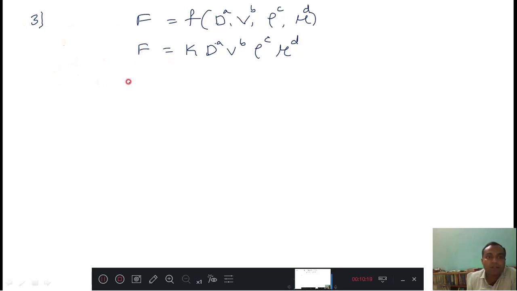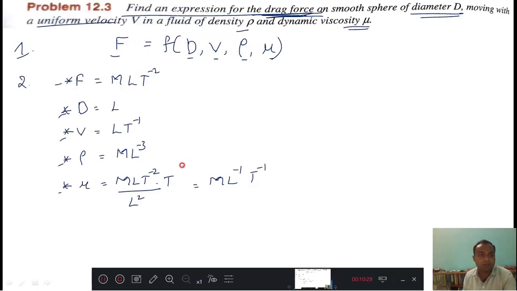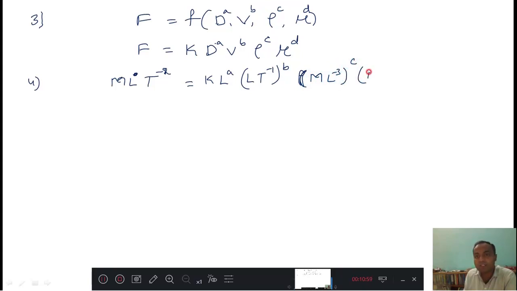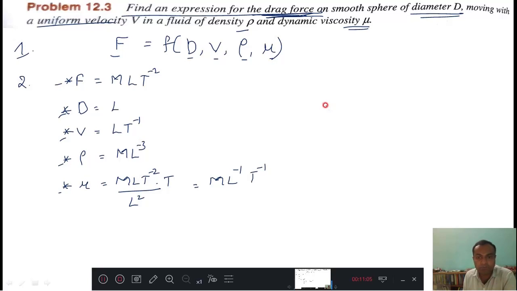I got the form. Now I need to substitute the dimensions. m l t raised to minus 2, that is equal to k into l raised to a, then l t raised to minus 1 to the power b, then rho is m l raised to minus 3 to the power c, then viscosity m l raised to minus 1 t raised to minus 1 to the power d. Am I right? Yes.